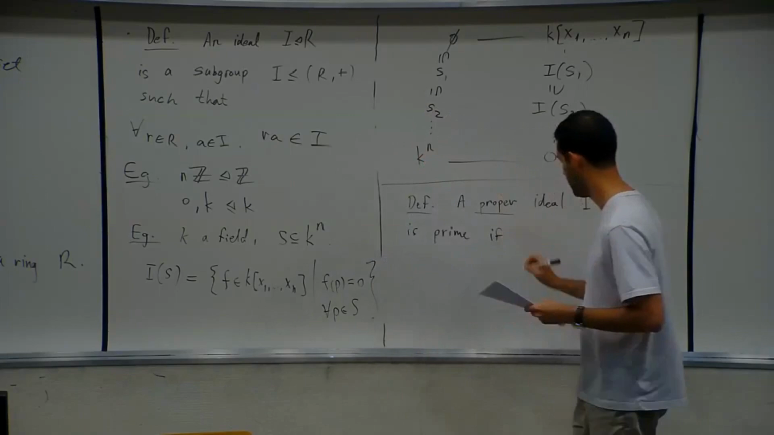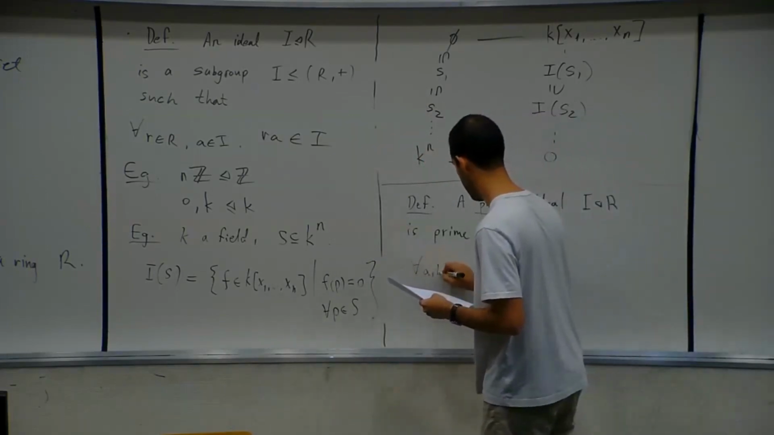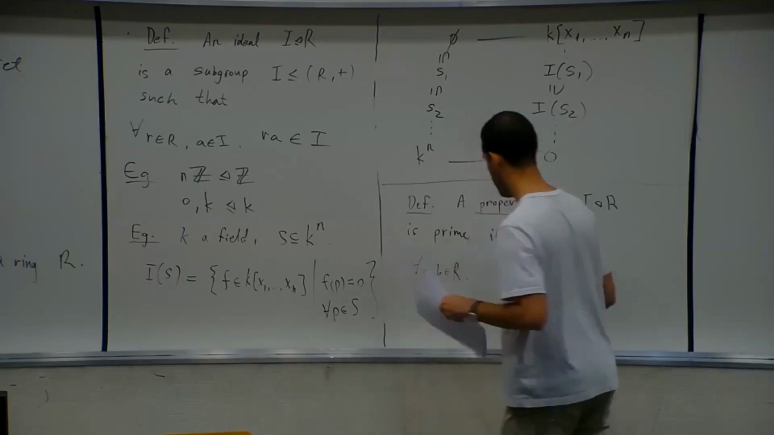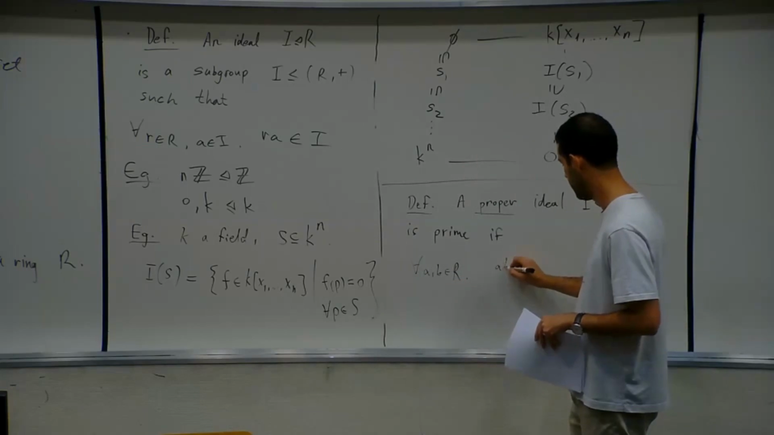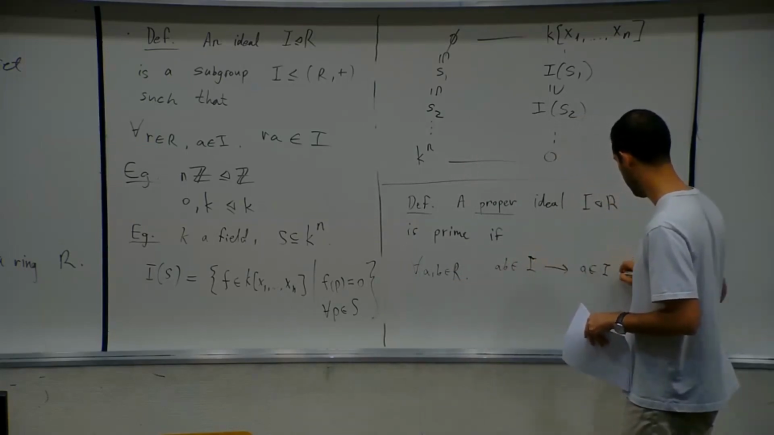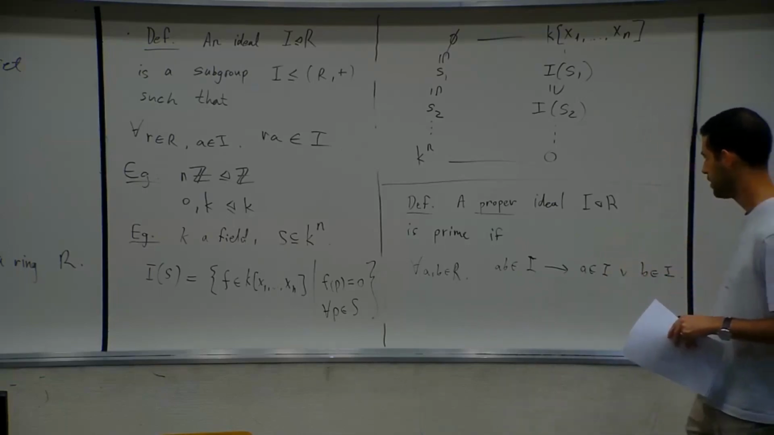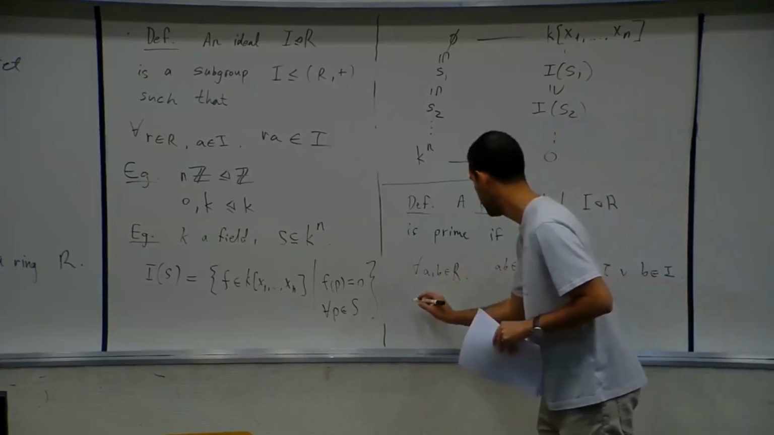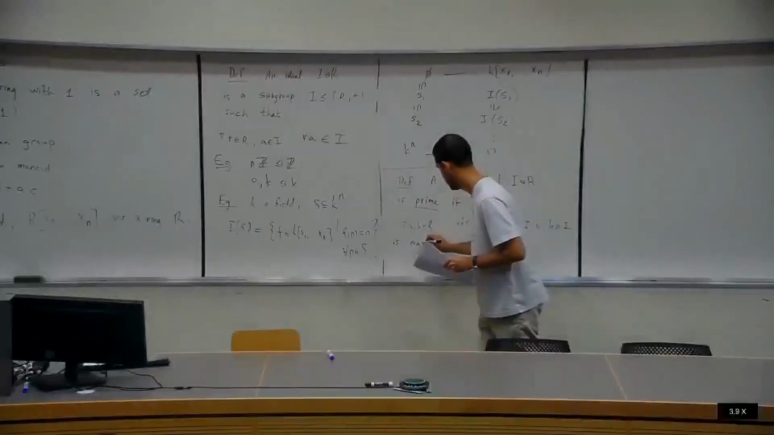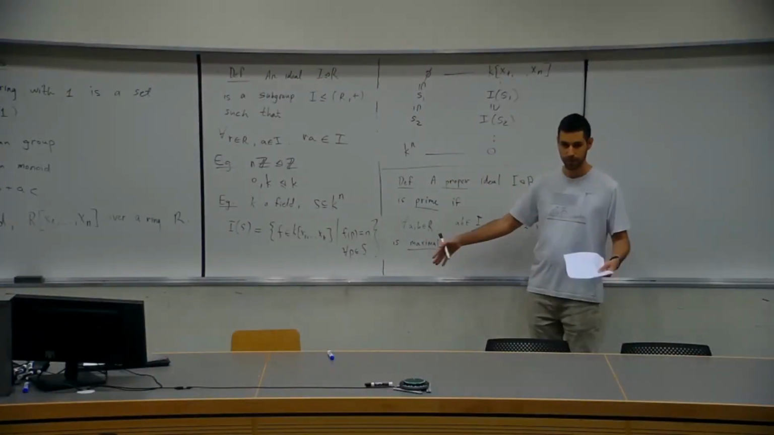if what? If for every A and B in the ring, if AB belongs to I, then A is in I or B is in I. Okay, and it is maximal if it's maximal with respect to inclusion.